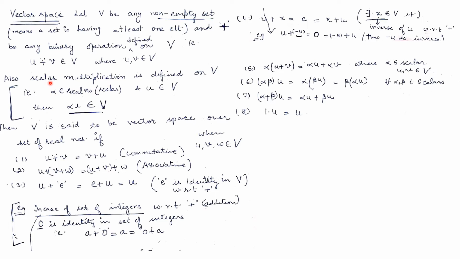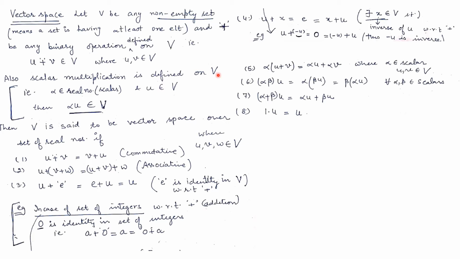Also scalar multiplication is defined on V. Now what do you mean by scalar multiplication? If you take any element u of this set V and any scalar, in general we take scalars to be real numbers, you multiply this scalar with this element u and you get a new element, right? If it is again an element of this set, we will say scalar multiplication is defined on V.